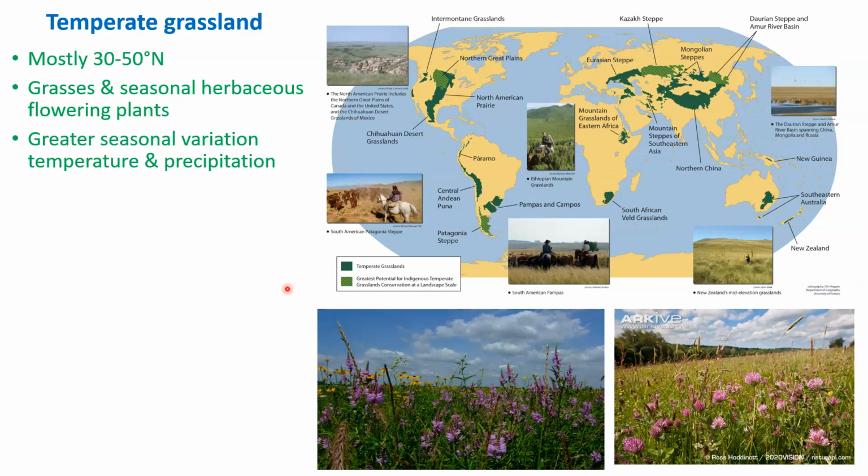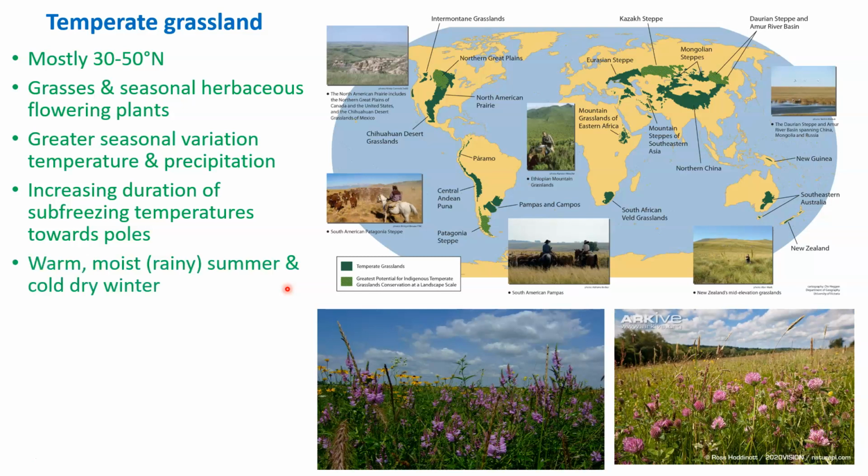There's greater seasonal variation in both temperature and precipitation in temperate grasslands. And now remember, since we are looking at the temperate environments, precipitation can be both snow and rain. There's an increasing duration of sub-freezing temperature that these grasslands experience, particularly towards the northern and southern poles, right? And you can actually see at the southern pole there are lots of grasslands, right? That is kind of fringing towards the south pole, right? The same thing over here, right?